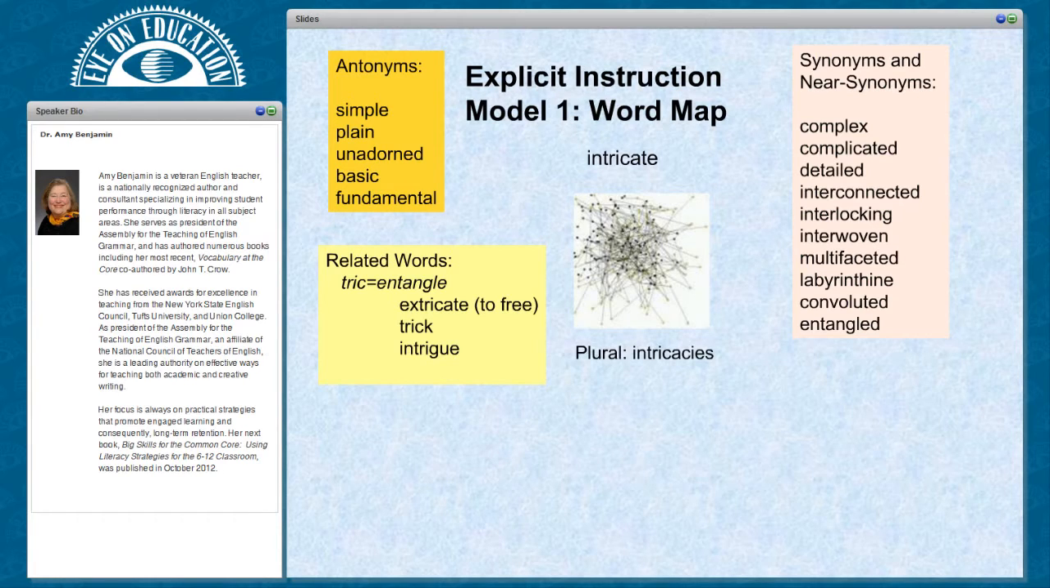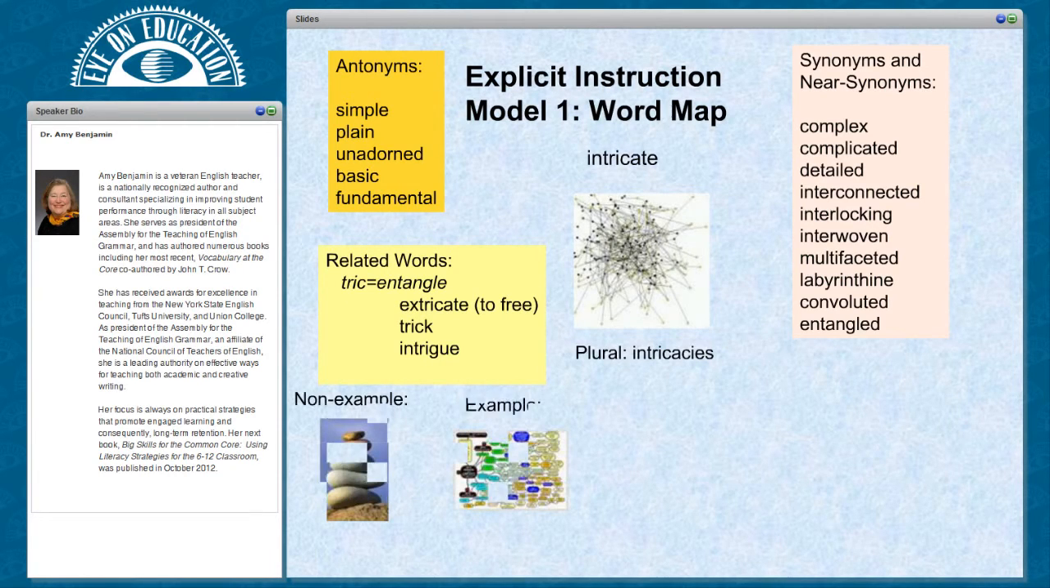Now, all of this is helping us locate that word in various parts of our brain so that we have multiple access points for the word. All right, then we have some more visuals, non-examples and examples.